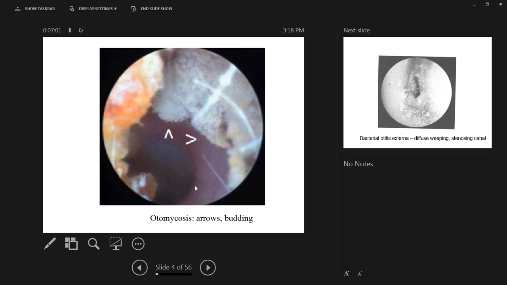This is a close-up. The two arrows are pointing at this white budding. The orange on the top left, that's earwax, which continues down to the left. The bluish gray, down in the back, that's the eardrum. And you can see more normal skin between the area where there's the white budding and the canal itself. Okay.